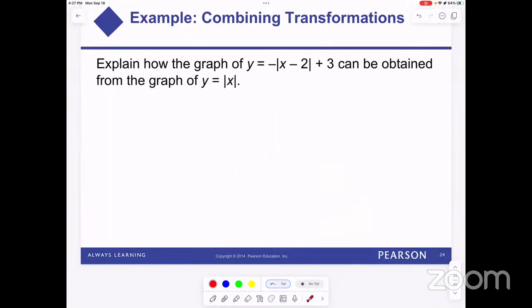So explain how this graph can be obtained from the basic function absolute value of x. Okay. So if we start with y equals the absolute value of x. Now again, when we're doing multiple transformations in one equation, we want to work our way from the inside to the out. So the innermost nested transformation is going to be the -2. So if we subtract 2 on the inside, that means it should be a horizontal change, and it should be the reverse of our intuition. So that should go 2 units to the right in the positive x direction. So we start with a V, we go right by 2 units.